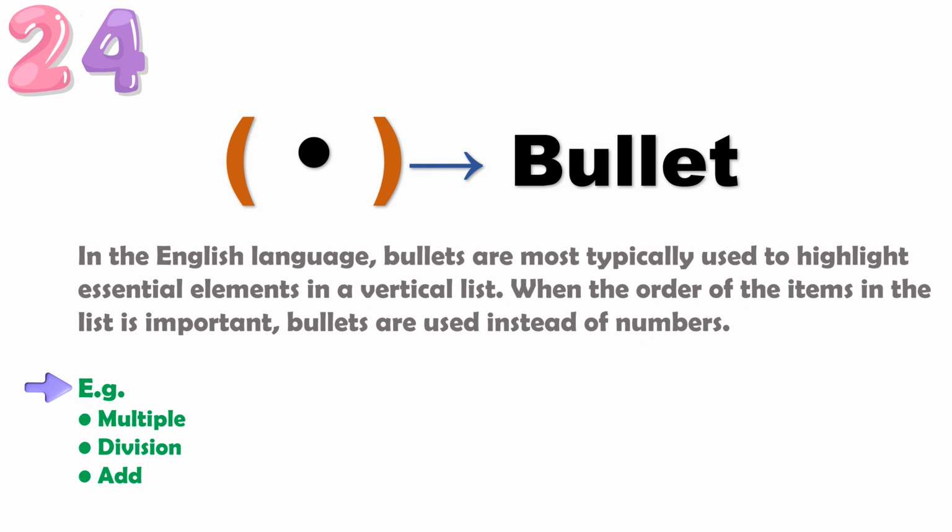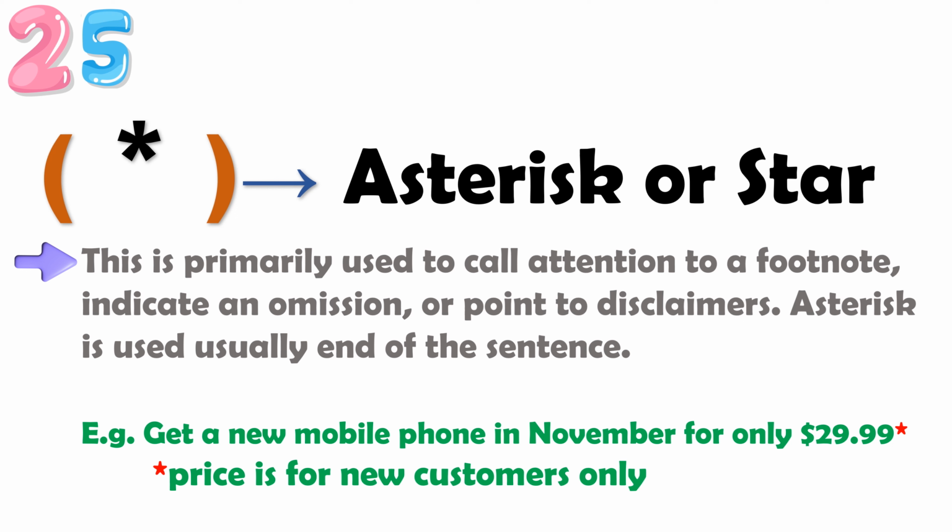Asterisk or star. This is primarily used to call attention to a footnote, indicate an omission, or point to disclaimers. An asterisk is usually used at the end of the sentence. For example, get a new mobile phone in November for only $29.99*. *Price is for new customers only.